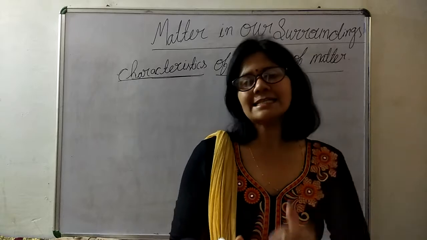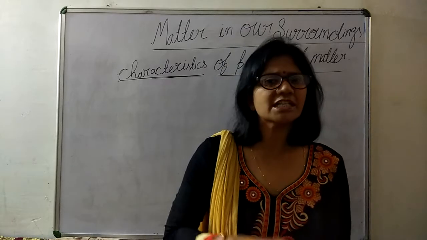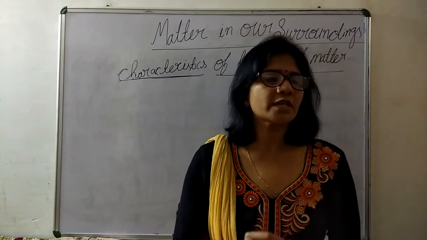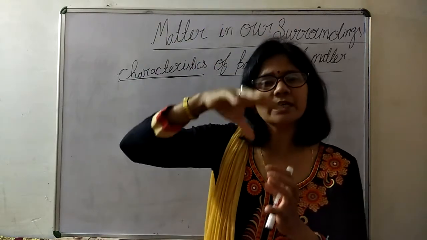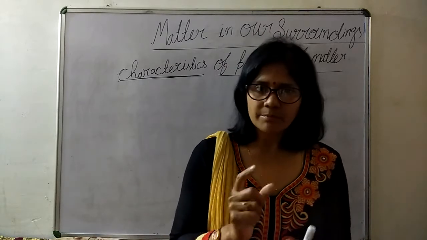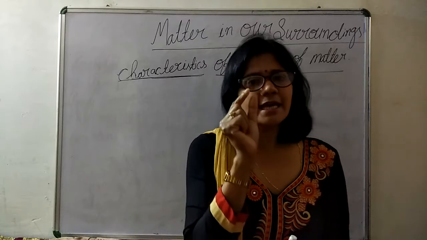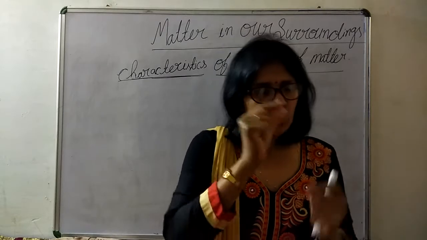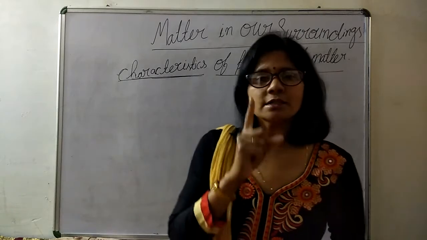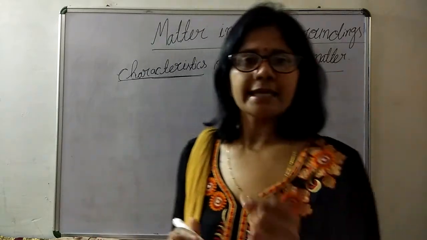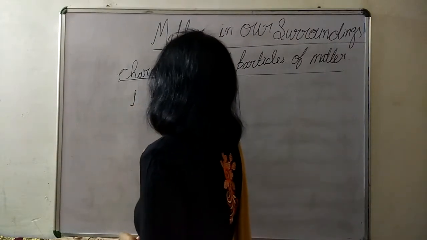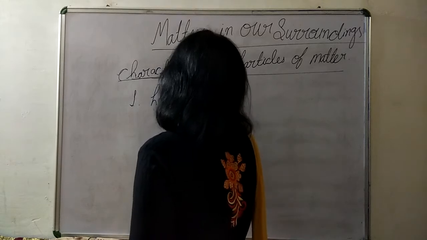In exactly the same way, here is one more experiment. Just put some ink in water. What happened after some time? The whole water turns into the color of the ink. Why is it so? Because water particles have some space between them which is occupied by the ink particles. So the first and very important characteristic of particles is that particles have space between them.